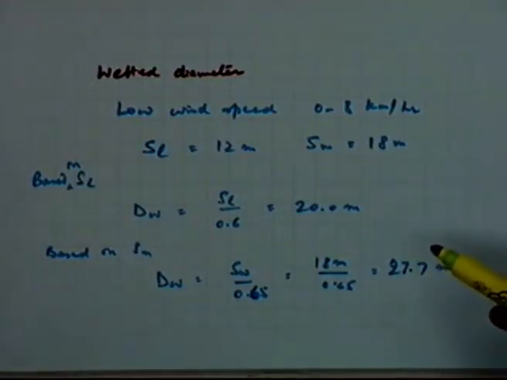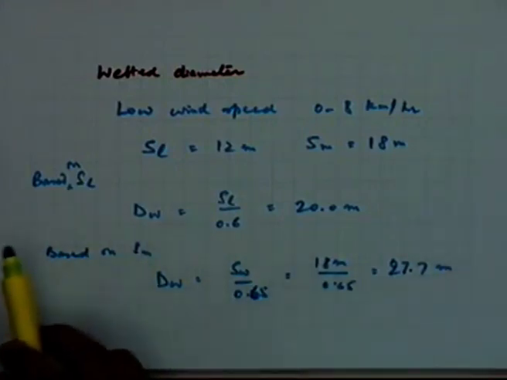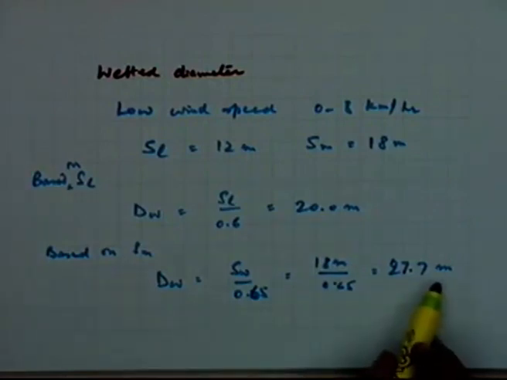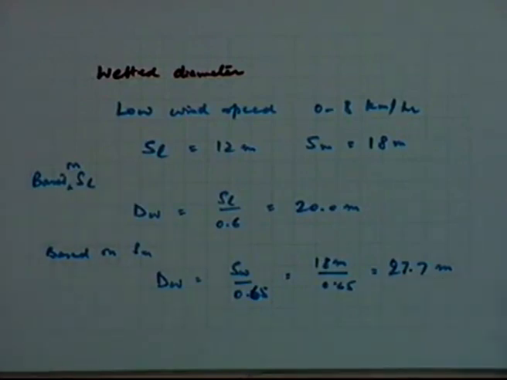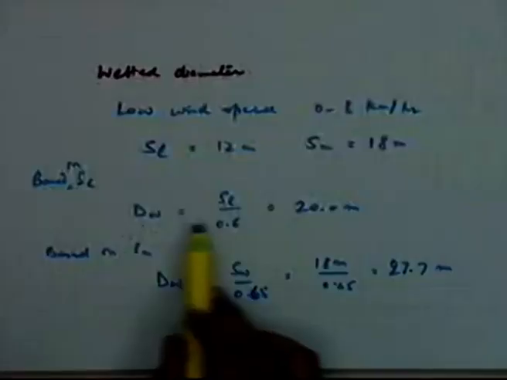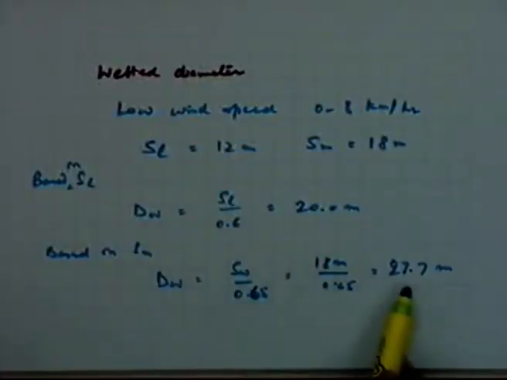Now you have to check the parameters which you have selected, the nozzle size and the pressure. Can you afford to get a wetted diameter of 27.7 meters? That is what the check has to be made, because you have made a selection about the nozzle size and the operating pressure. This wetted diameter is smaller than the other, so this will be the governing wetted diameter which has to be checked.